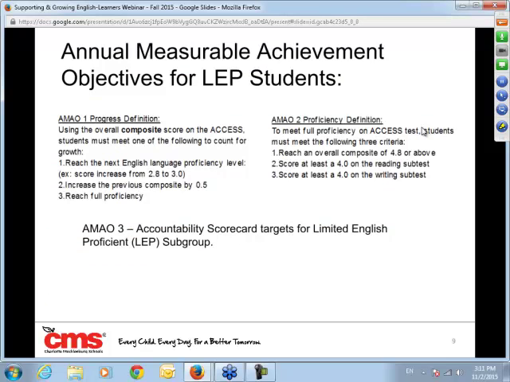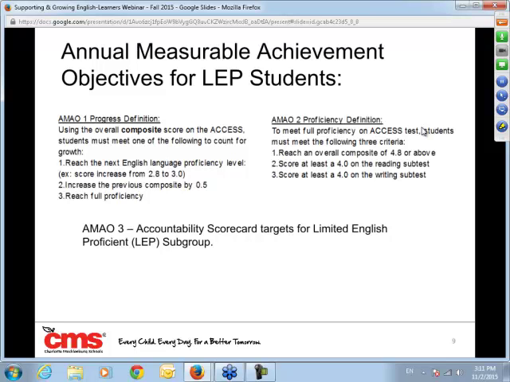So these are the AMAOs. AMAO 1 is about progress. So we measure student progress using the ACCESS test, which occurs in February. The composite score, the overall composite, needs to grow 0.5 from one year to the next in order for that student to be making the AMAO growth that is expected from them. Or if they're already advanced, then they could also reach full proficiency and exit, and that would be counted as making the expected growth.